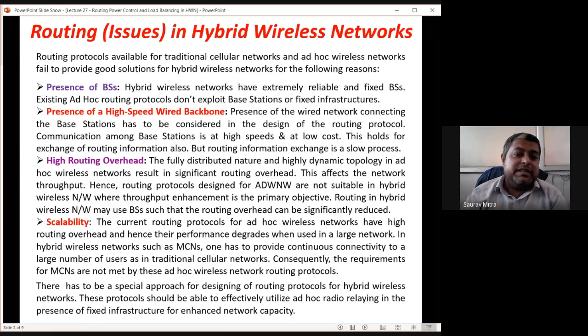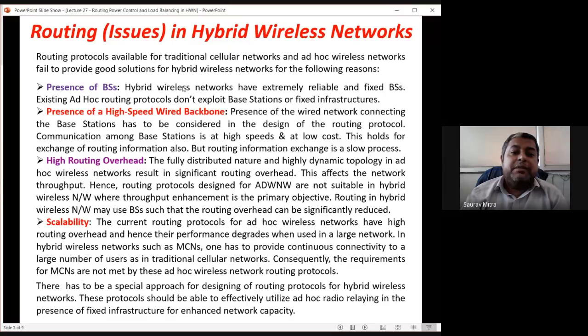So what are the reasons? First, in a hybrid wireless network, HWN, the base stations are present. In cellular networks also, base stations are present. In an ad hoc network there is no base station, but in a hybrid network base stations are present. I told you initially that a hybrid network is actually a combination of cellular network and ad hoc network, so some features of cellular will be there. The base station is a feature of the cellular network, and it is there in the hybrid network. So what problem is the base station creating in the hybrid network?